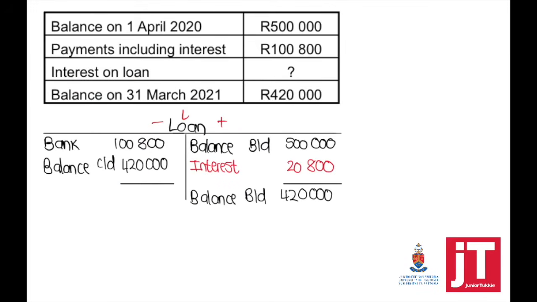So if I look at the T account, we've got the balance in the beginning, total repayment, including interest, will appear on the debit side. Balance at the end, balance brought down means balance carried down. So if I take the debit side minus the credit side, it equals the interest of 20,800.